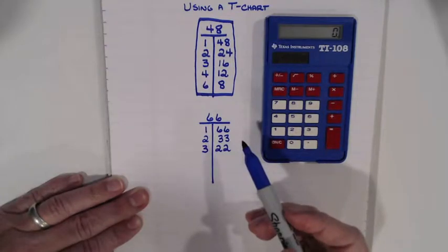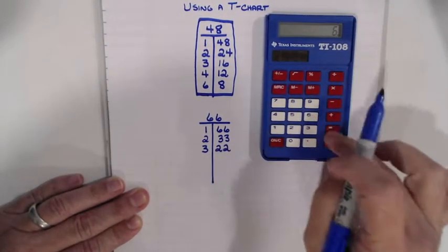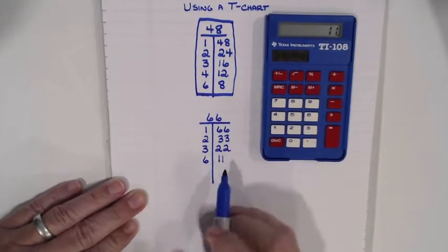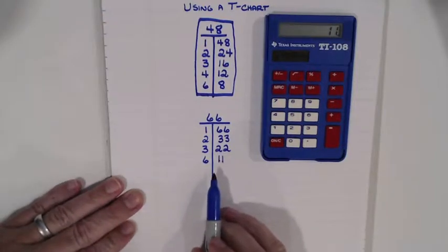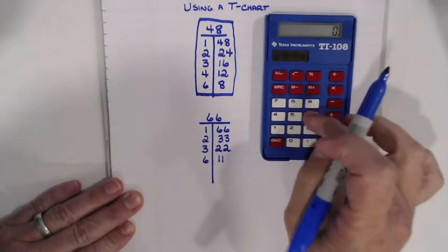My next number I need to check is 6. So 66 divided by 6. 6 and 11. I've only got a couple more numbers I need to check. I need to check 7, 8, 9, and 10. So I'm going to check those just in case.